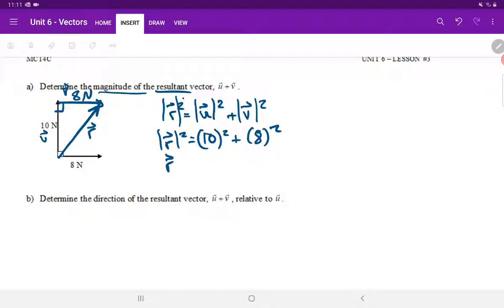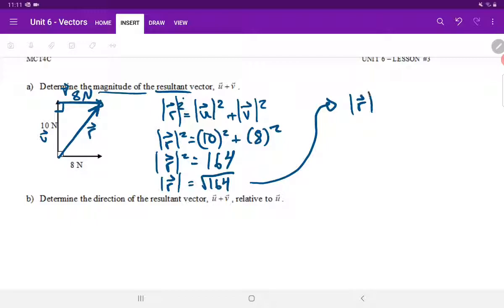Okay, and we've got 100 plus 64, so 164, right? And now you're going to square root that. Okay, square root it. Okay, it's going to give you approximately, now I'm going to round to the nearest whole, it's going to give you approximately 13 newtons. Okay, and you expect your hypotenuse to be the largest side, which it is, and rounded to the nearest whole, I got 13, although it was 12 point something.